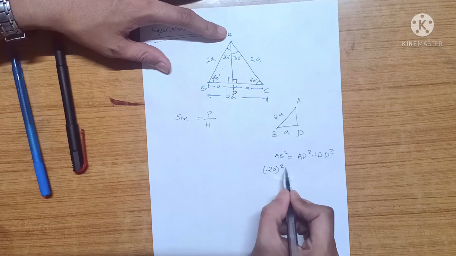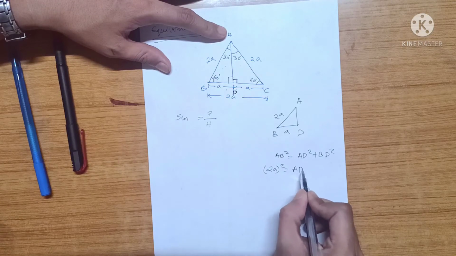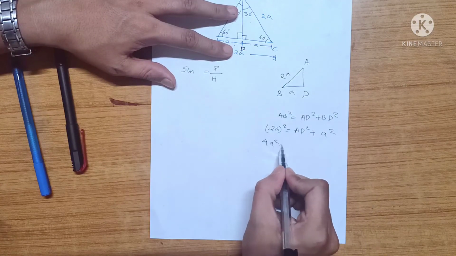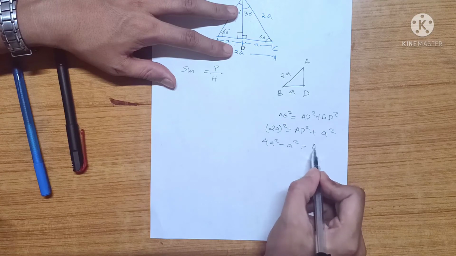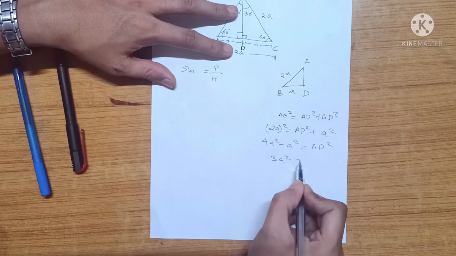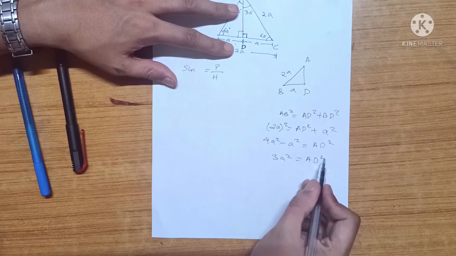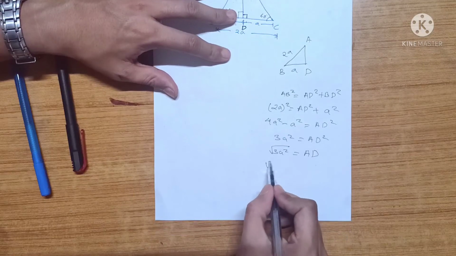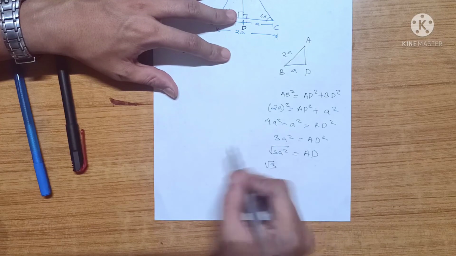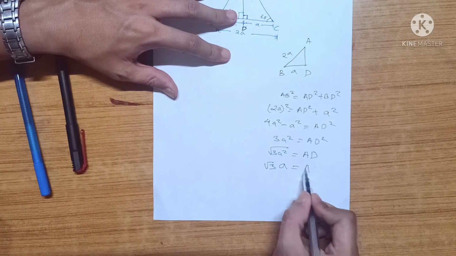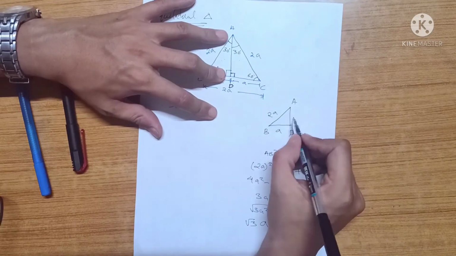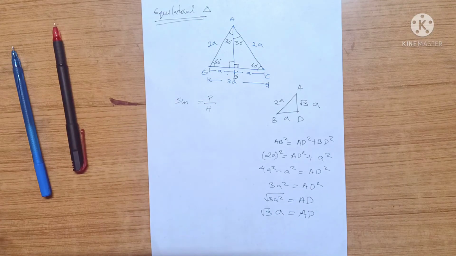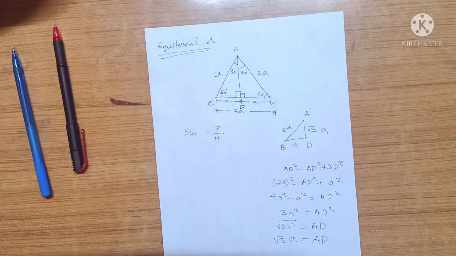AB square means 2a the whole square, equal to AD square, which we don't know, plus BD square, which is a square. So 2a square is 4a square, minus this a square, goes across and becomes AD square. So 3a square equals AD square. So AD equals the square root of 3a square, and a square can come out of the square root as a single a. So AD is root 3 a. So this is root 3 a. Okay, so we have all the measurements now. The middle line is root 3 a meters long.